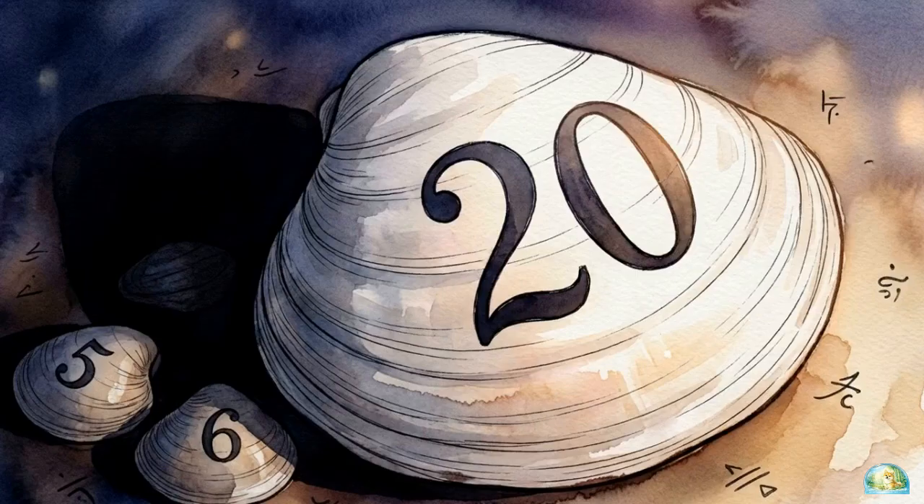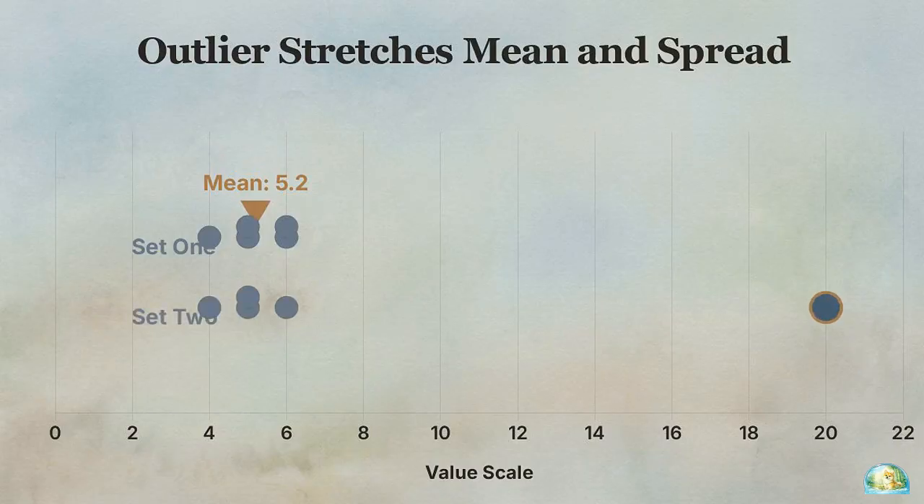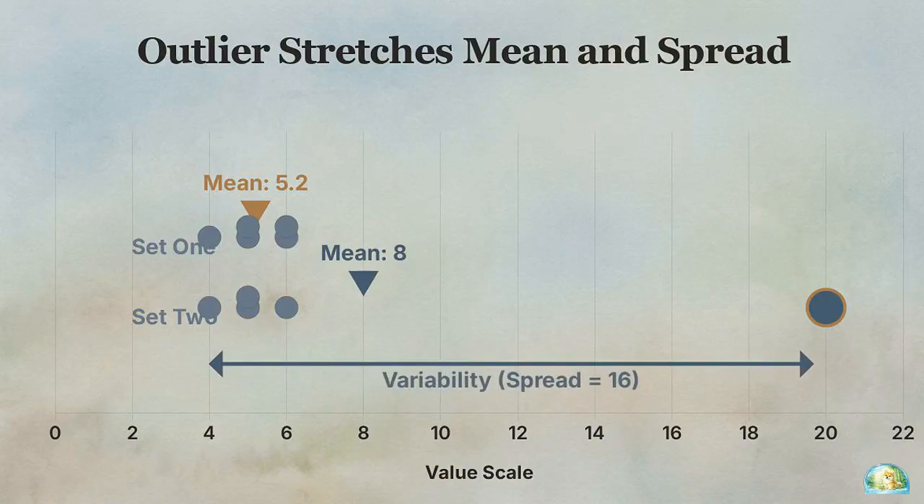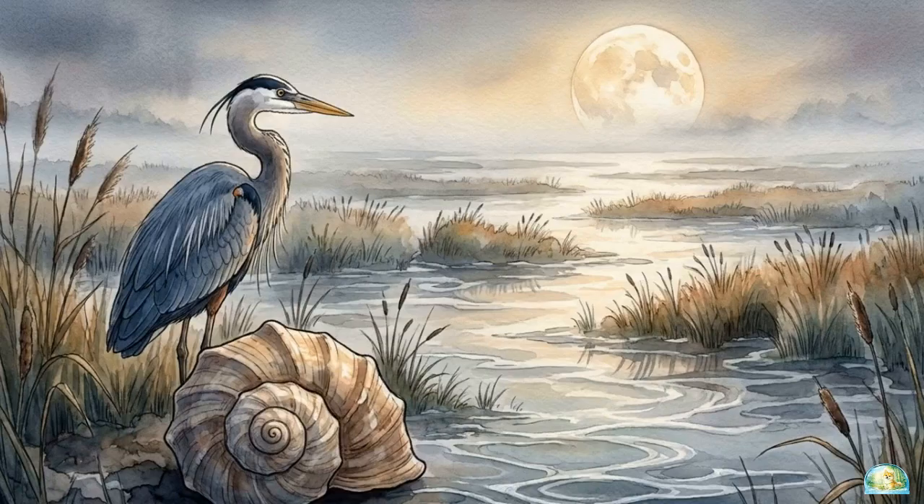But look at that final shell in the second group. A value of 20 is significantly larger than anything else around it. These dot plots map both sets on the exact same scale. Watch the second plot. That single massive value pulls the mean upward, away from the cluster. By dragging the center higher, it stretches the overall spread, making the entire set highly variable. A measure of center can easily be manipulated by one extreme outlier, masking what the data actually looks like. A single number cannot be fully trusted without context.